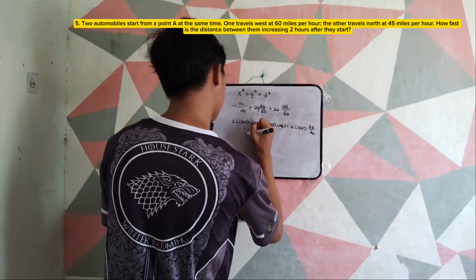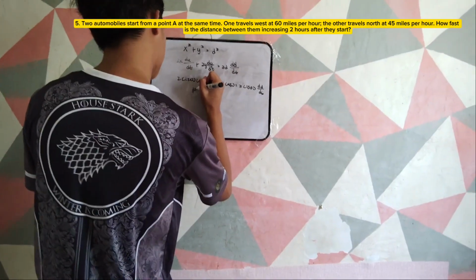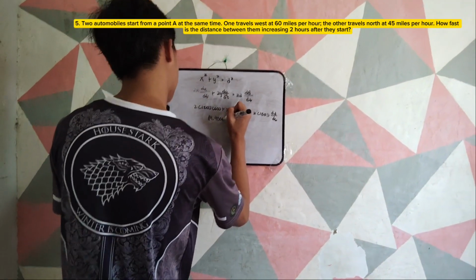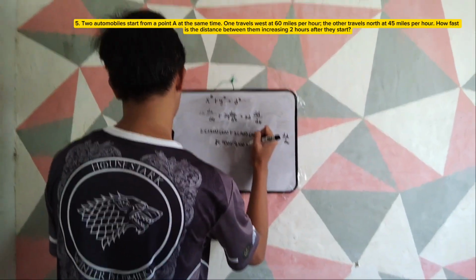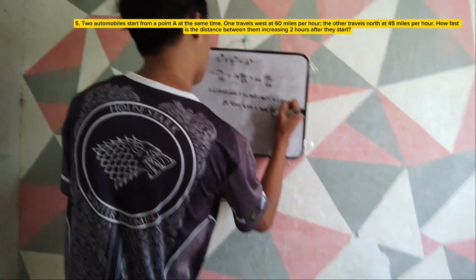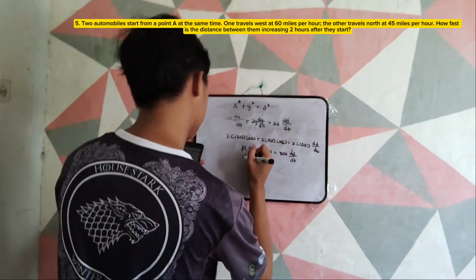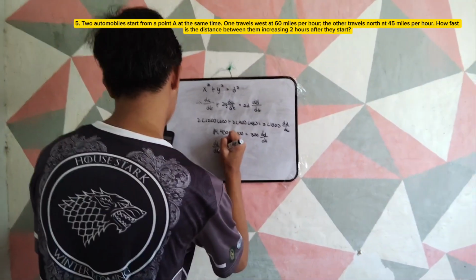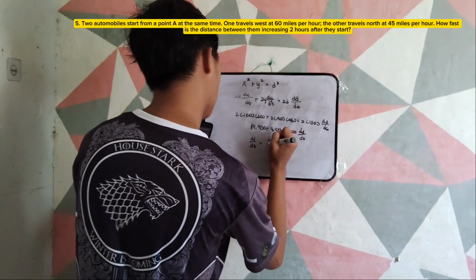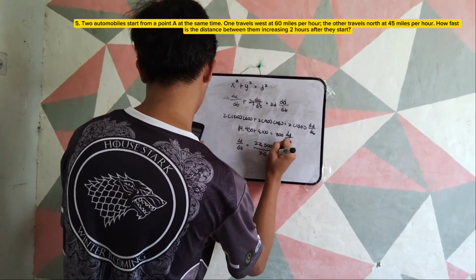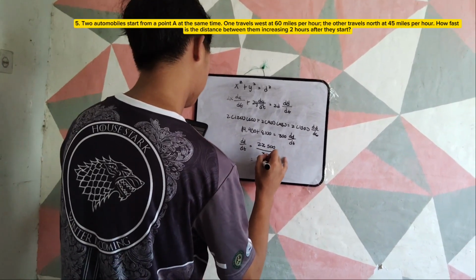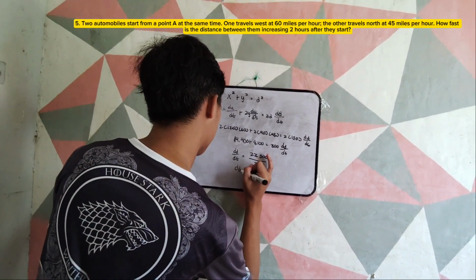So 14,400 plus 8,100 is equal to 300 dd over dt. So therefore dd over dt is equal to 22,500 all over 300. So the dd over dt will be equal to 75. So this will be our final answer.